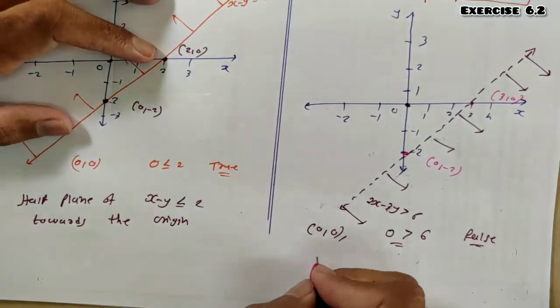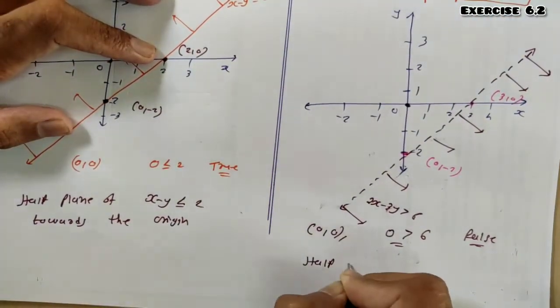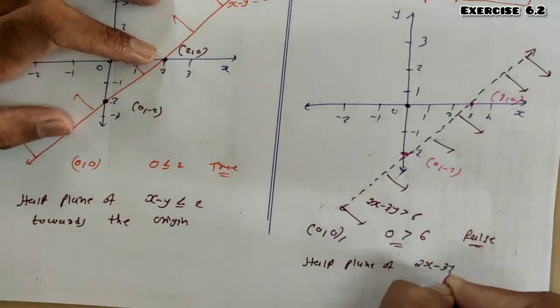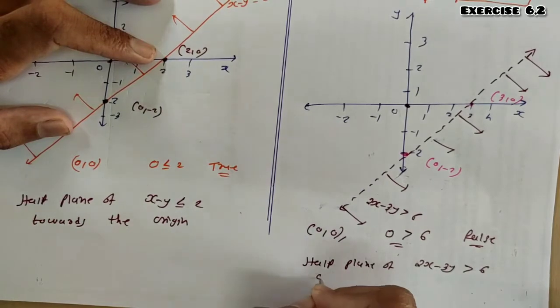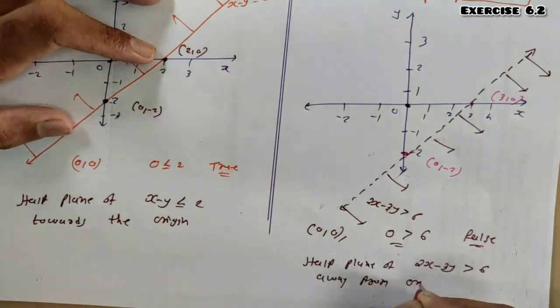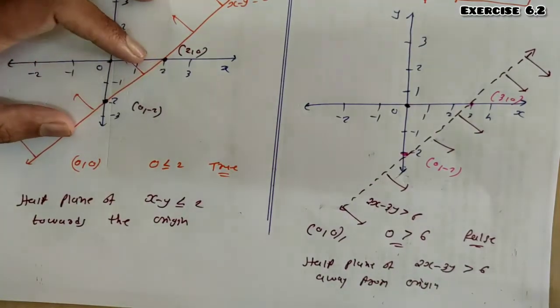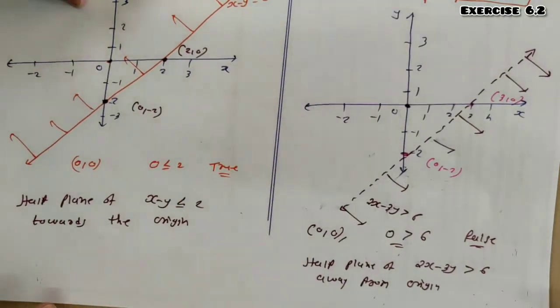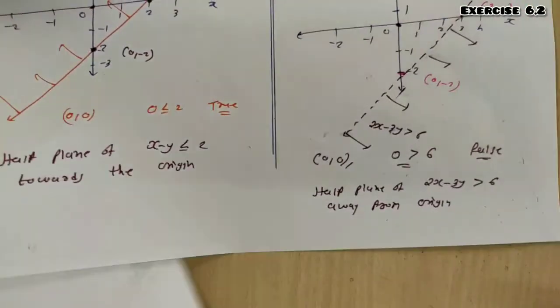So here the solution is the half plane of the inequality 2x minus 3y greater than 6 away from the origin. Away from the origin is the solution of the given linear inequality. Clear? Let's do one more sum.